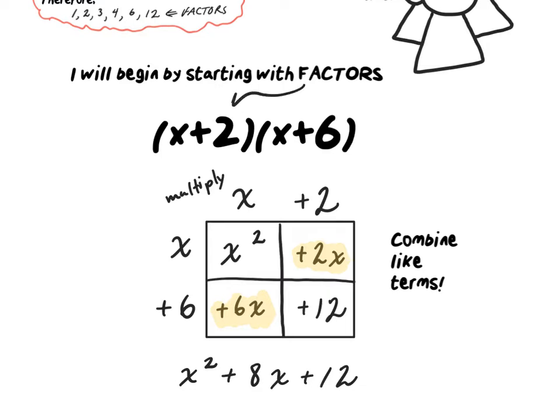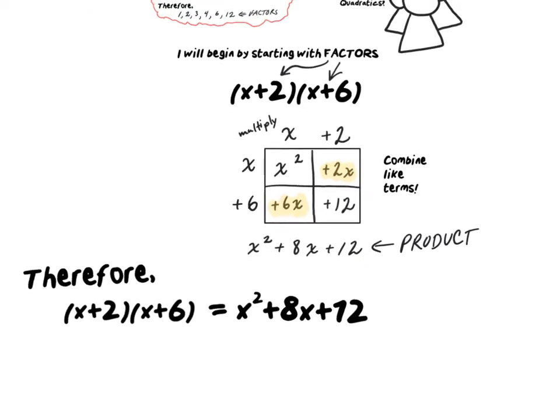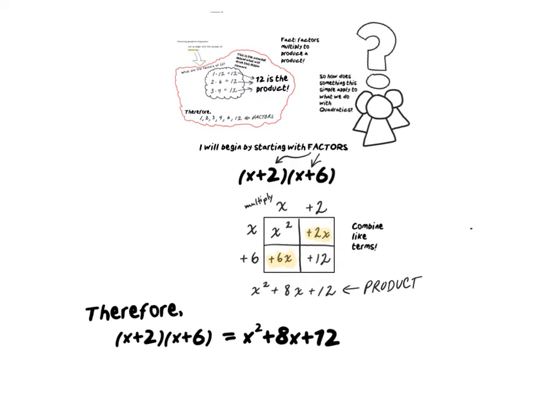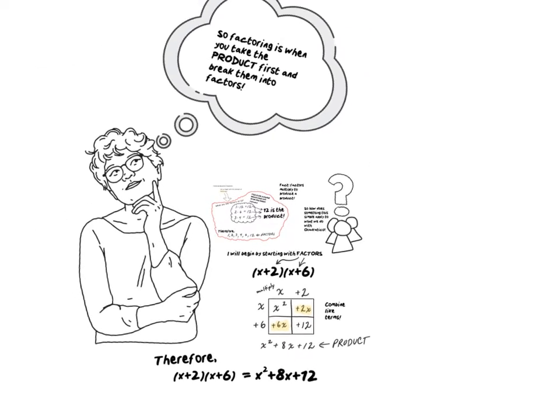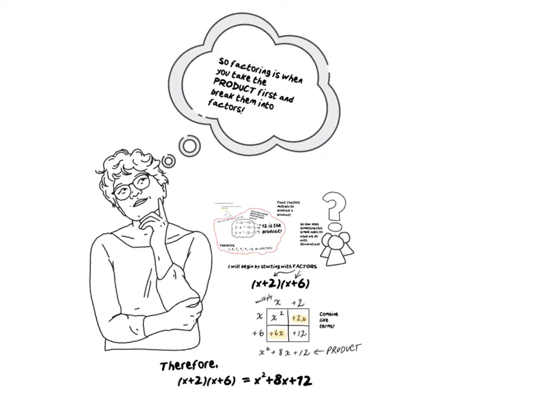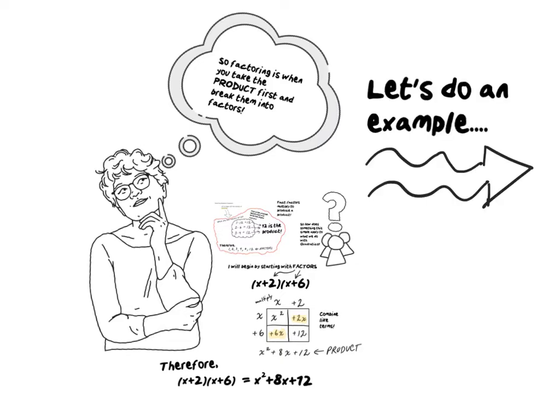Once again, my factors are x plus 2 and x plus 6. Those are the factors. My product is x squared plus 8x plus 12. Remember, factors multiply to produce a product. So factoring is when we take the product first and then break it into factors. All right, let's do an example.